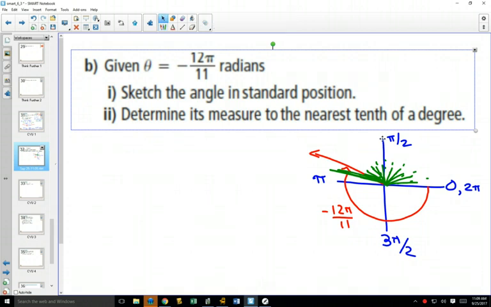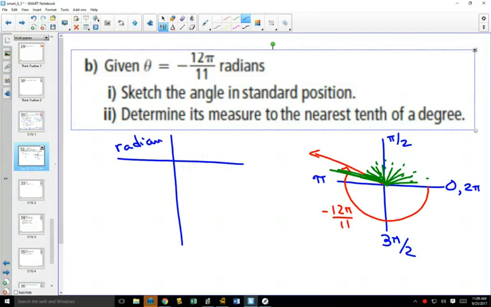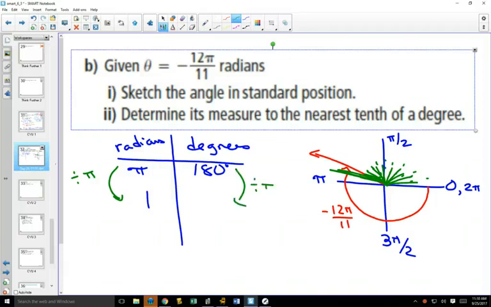Now we want to take this measure and figure out what it is in degrees. Again, we can start with the same thing. We've got radians here, degrees here. You know that pi radians is 180 degrees. If I want to find out what 1 radian is, I'd have to divide by pi. So I would do the same thing on this side and divide by pi, and I find out that 1 radian is 180 over pi degrees.